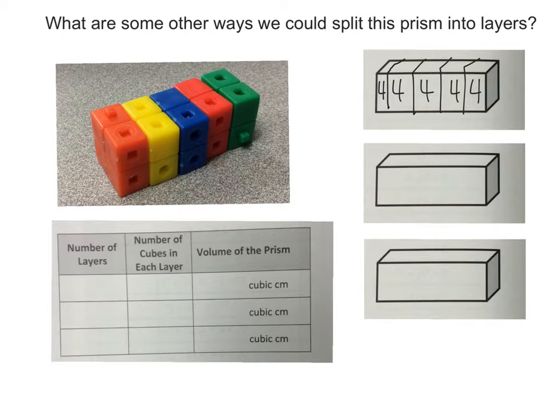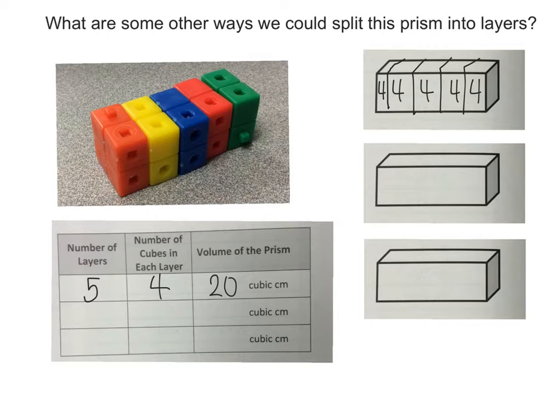So based on the way we've split it here, how many layers are there? How many layers did we split it up into? 5. Okay, so let's write there's 5 layers. Remember there was an orange, yellow, blue, red, and green for a total of 5 layers. And how many cubes are in each layer? 4. So therefore, the volume of that prism is how many cubic centimeters? 20 cubic centimeters. Go ahead and record that in your chart.